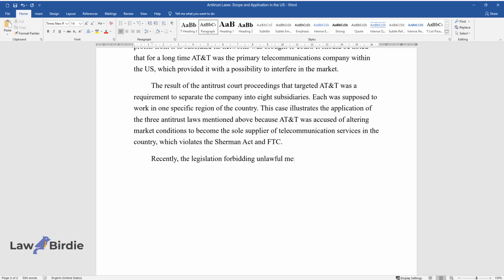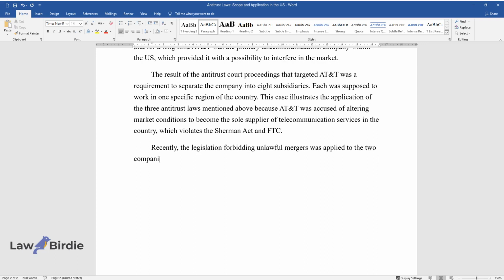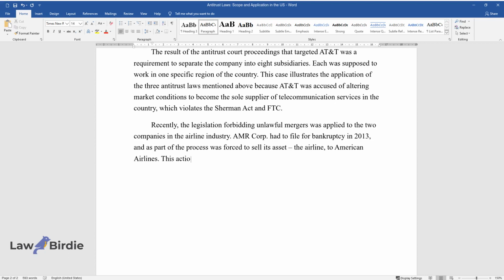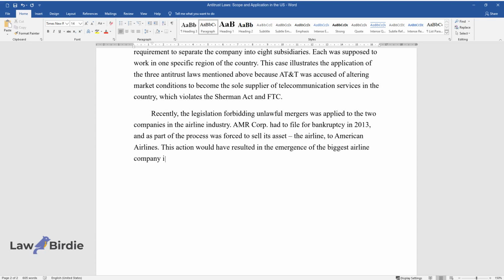Recently, the legislation forbidding unlawful mergers was applied to the 2 companies in the airline industry. AMR Corporation had to file for bankruptcy in 2013, and as part of the process was forced to sell its asset, the airline, to American Airlines. This action would have resulted in the emergence of the biggest airline company in the country.